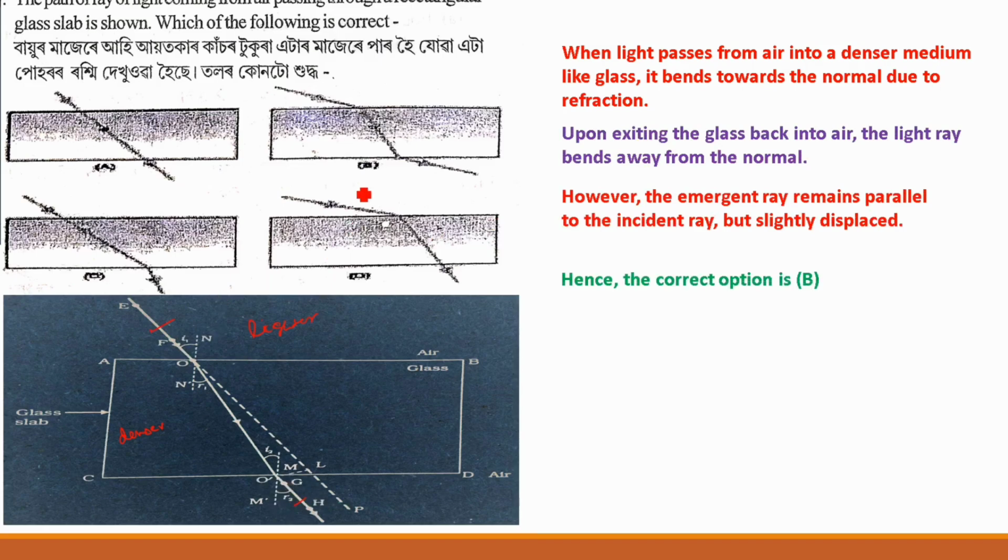As we can see here, this is the incident ray and it bends. And again, when it exits from the glass, it bends away from the normal. So this will be our correct option. The rest of these three will not be our correct option. Okay, so our correct option is B. So we'll proceed with the next MCQ.